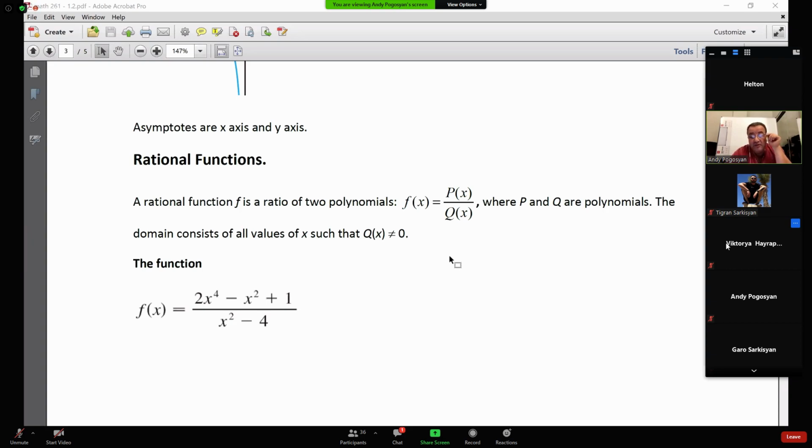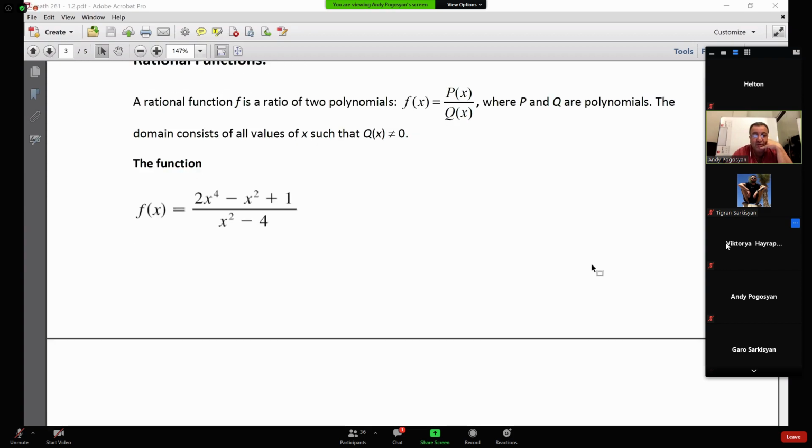Now, if the rational function is in lowest terms, which means the numerator and denominator do not have a common factor, then whatever makes the denominator 0, for x equal to those values, we will have vertical asymptotes. But if we have the same common factor in the denominator and numerator, then you get a hole on the graph. So the point will be missing.